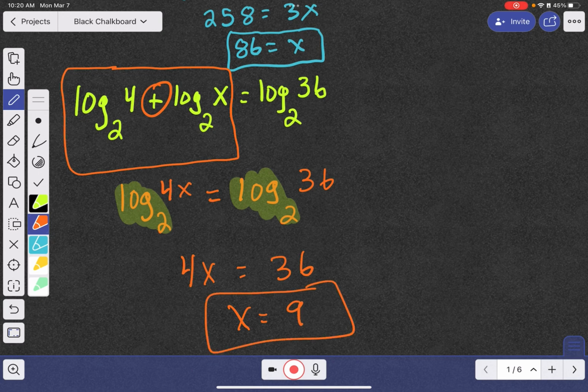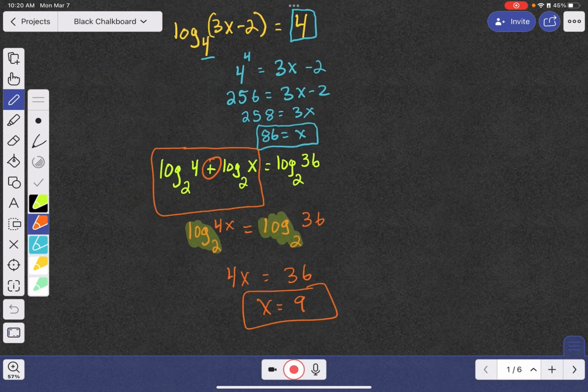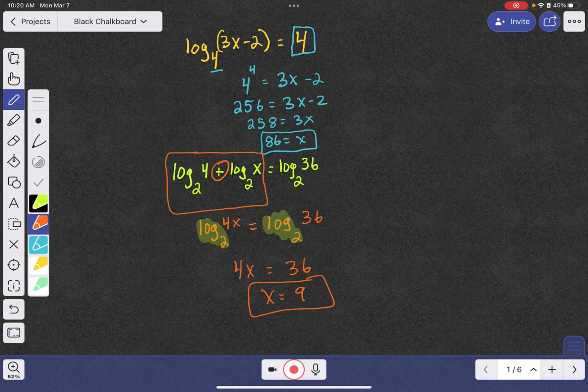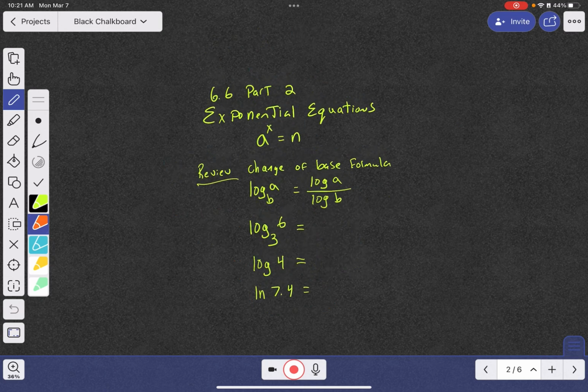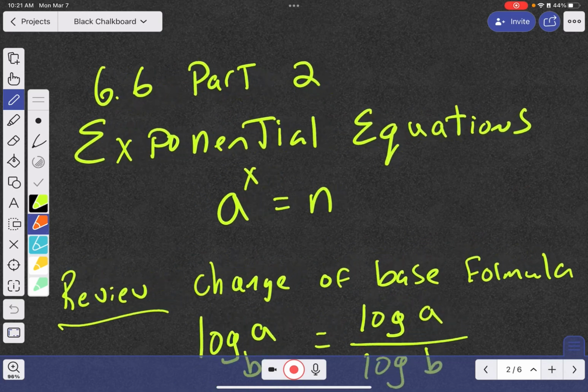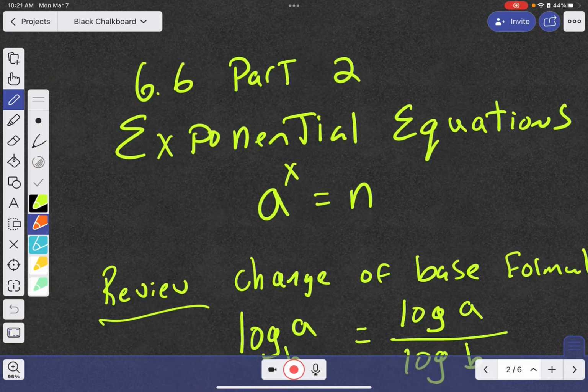Okay. So those are just a short review, and just a quick review of what we did last week when we solved logarithmic equations. Today what we're going to do is part 2, solving exponential equations. So solving something like a to the x is equal to n, where we've got our base a to an exponent and is equal to something.